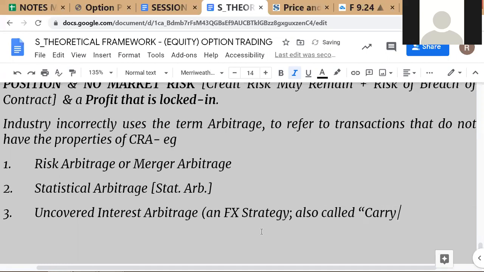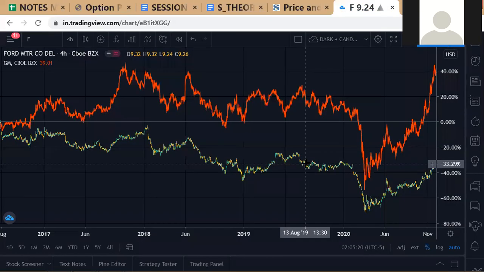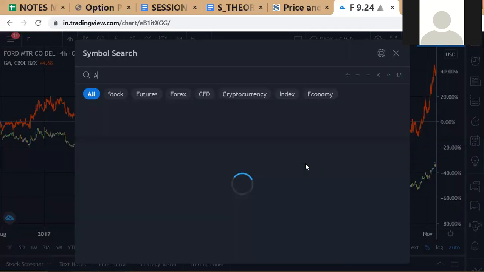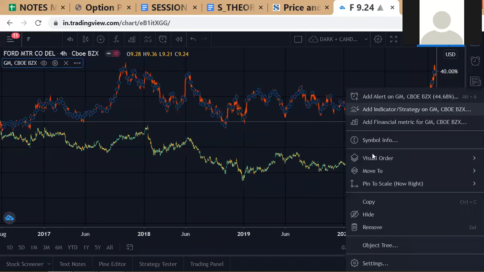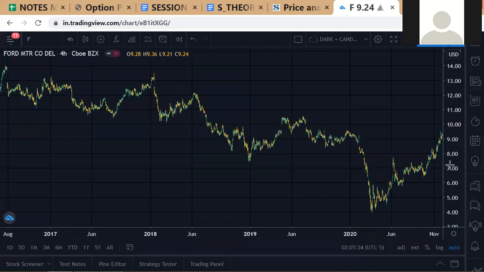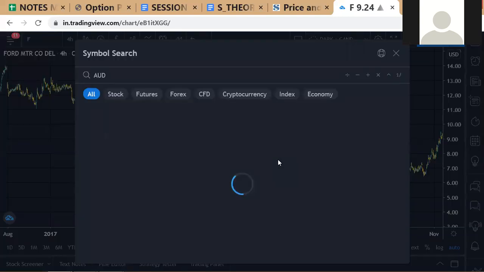It's also called carry. You might have heard of this trade, carry trade. So uncovered interest arbitrage is a term that is used to refer to something which is also called a carry trade. This is only a foreign exchange market strategy. So I'll give you an example of this. Okay, let's look at one market where we had people losing a lot of money because of carry trades.